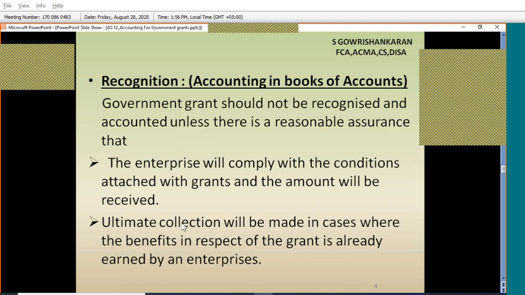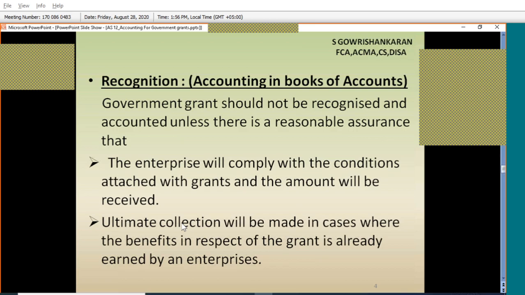Should I account this amount in government grants in my books of account or not? But the amount is not received. I'm waiting. They will give next month, or after 2 months, or after 3 months. So, ultimate collection means even though you satisfy the condition, you have to ensure that I will get the amount. Accrual is also accepted, but certainty will be there.